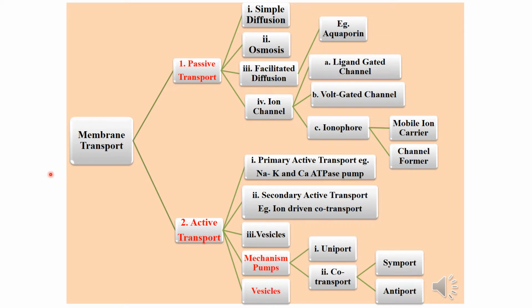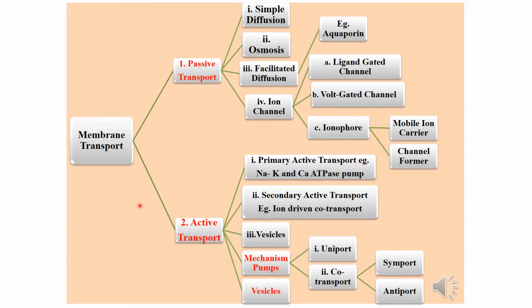Now this is the whole schematic diagram. So you can see that the membrane transport is of two types, passive transport and active transport. Passive transport includes simple diffusion, osmosis, facilitated diffusion. Example is aquaporin. It also includes the fourth type, that is ion channel transport, which has three types, that is ligand gated channel, voltage gated channel, and ionophores. Ionophores again are of two types, that is mobile ion carriers and channel formers.